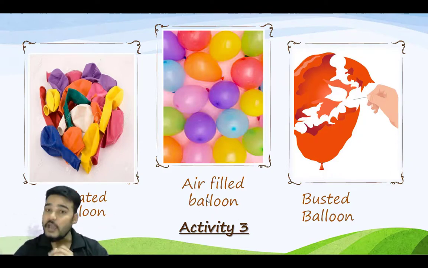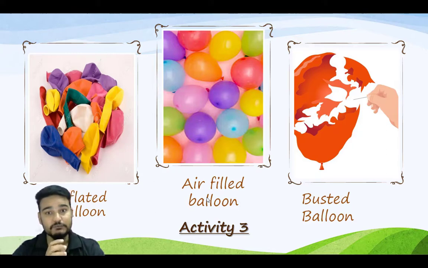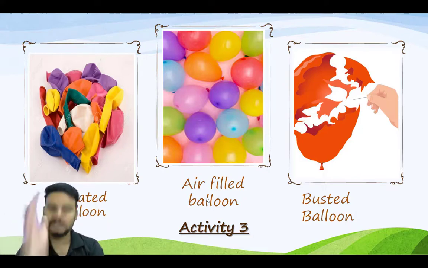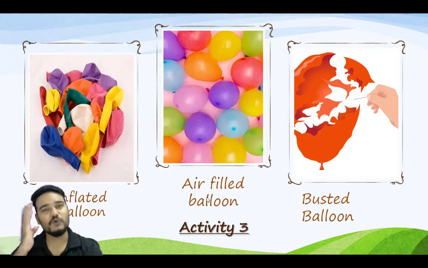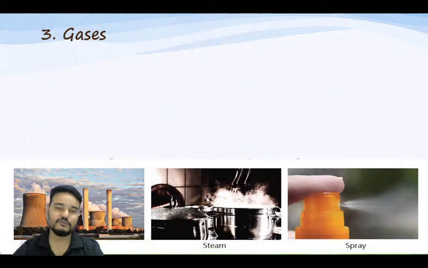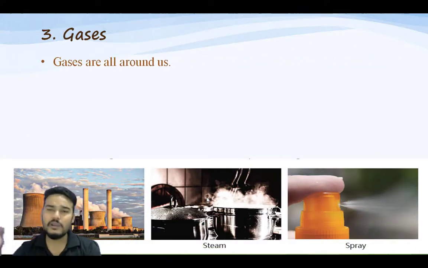So air is everywhere. Can we see air? No, we cannot see air. But when we filled it within a balloon, it occupied space. The small balloon became big, it occupied space, and when you burst it, it went away. Means air also occupies space, right? It was an activity about that. Air also occupies space. So we are discussing gases, and gases are all around us.